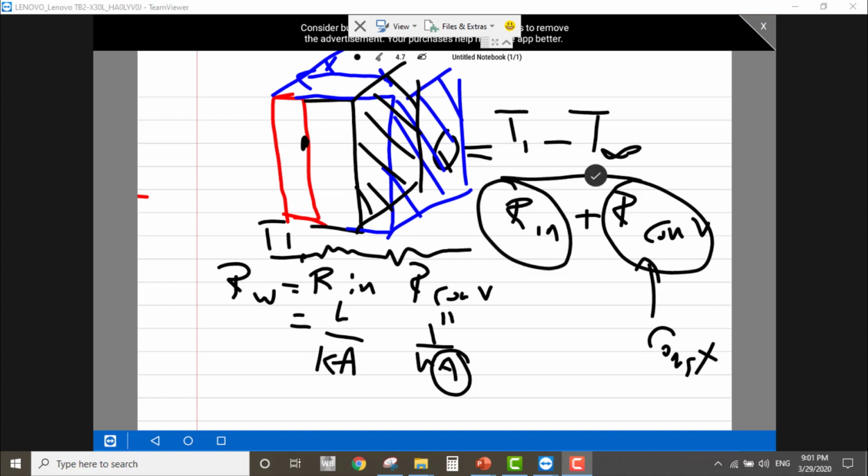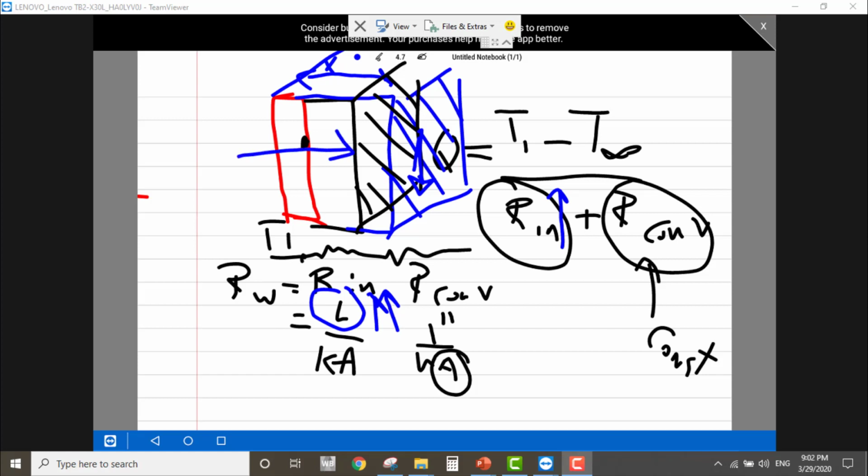Which parameter inside the R insulation? The thickness, this parameter. So as long as we increase the thickness, what happens to R? R will increase. So if we increase R in the denominator, Q will decrease. Okay, and this is the function of adding insulation. So if you add insulation, you will minimize heat loss, or you will resist the heat transfer through the wall.